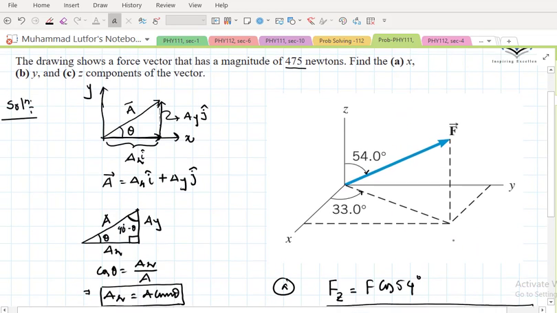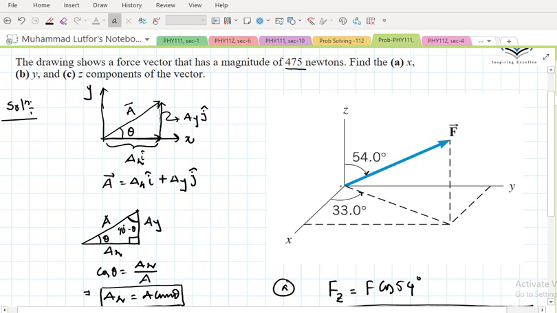Now, if we create one component towards that direction, which is F z, you can use a different color so that you can understand. You can draw it in a 3D view so that you can understand. So this is basically your F z component.